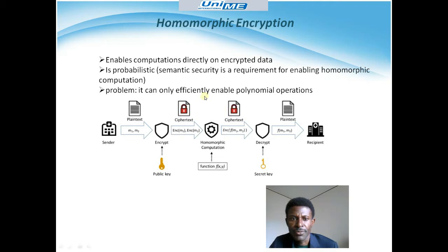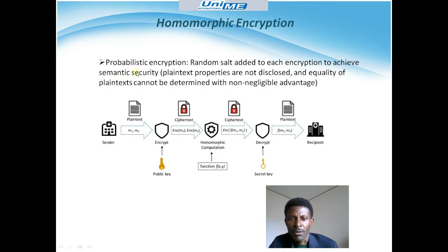Homomorphic encryption enables computation directly on encrypted data, and is probabilistic. Semantic security is a requirement for enabling homomorphic computation. Problem: it can only efficiently enable polynomial operations. Probabilistic encryption: a random salt is added to each encryption to achieve semantic security. You could see that in a homomorphic encryption using a probabilistic method, which makes it more difficult to decode.